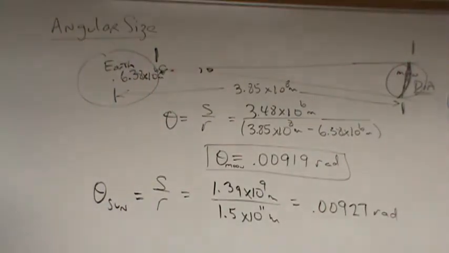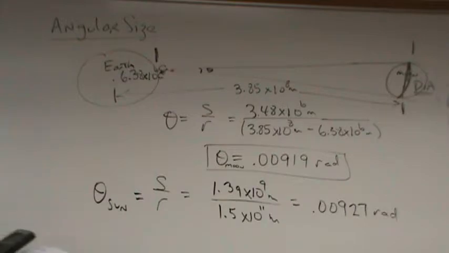So you guys getting about 0.00927 radians? I think that's what I get, isn't it? I was going by memory, 1.39. Yeah, 0.00927. Okay.